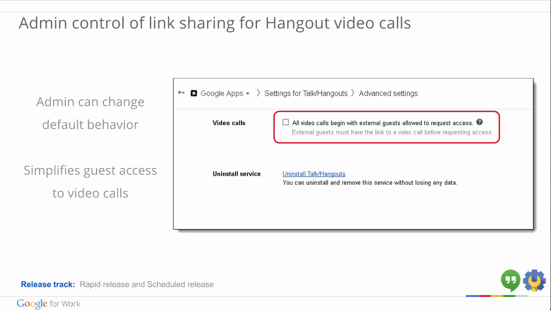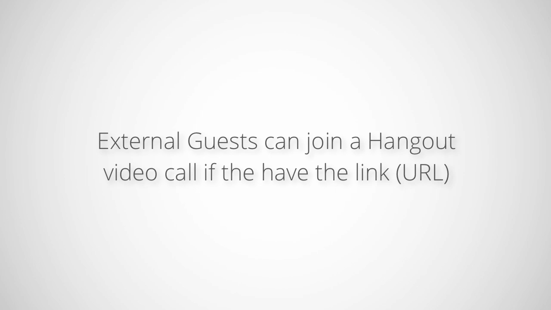We're now giving greater control over this feature with an option in the admin console to enable the guest access by default. This means that external guests can also join a Hangouts video call in your organization if they have the meeting link. They do not need to be invited, and sharing does not need to be manually enabled. Let's look at this in the admin console.